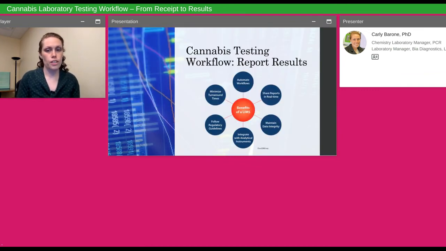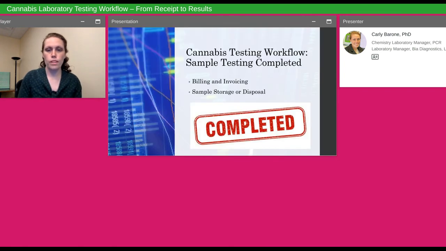One really great resource for cannabis testing workflows are LIMS software. So LIMS are really great at data management, generating reports, and keeping everything really organized and flowing smoothly. So there are LIMS systems out there that are specific to cannabis laboratories and will really keep your workflow efficient and working correctly. So once everything has been generated and given to the customer, billing and invoicing will be done, and then we will store the sample for future use or disposal.